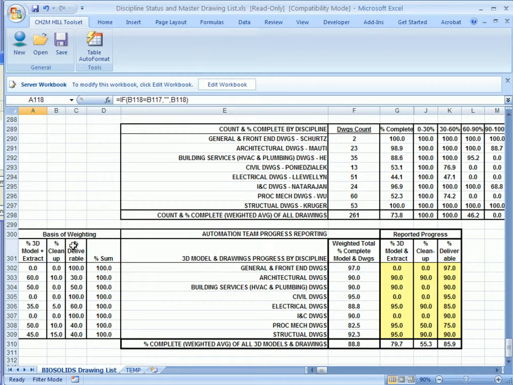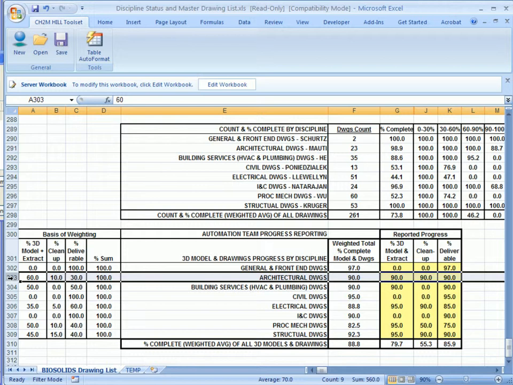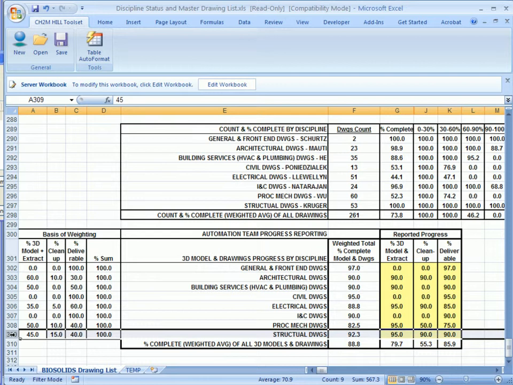So for example, here are your deliverables. So everything that was up in the drawings chart comes into play here. But its percentage, if you notice, taking architectural for example, the 3D model for the actual budget is weighted at 60%, whereas deliverables are only 30%. If we take structural, the model is 45%, cleanup for extractions is 15%, and then the deliverable is 40.